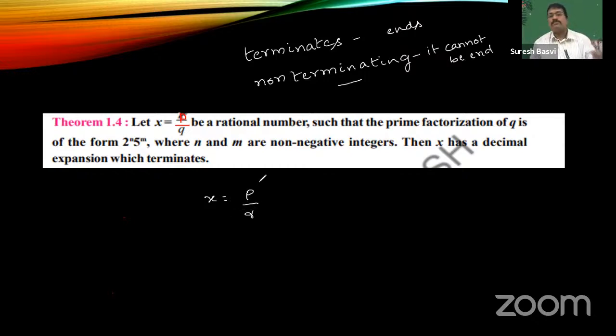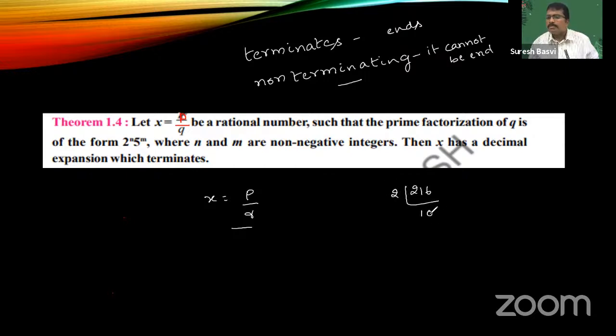So x is equal to p by q, be a rational number such that the prime factorization of q, as you already know, is nothing but when you take 216, what is the prime factorization of this? You have to go through this.